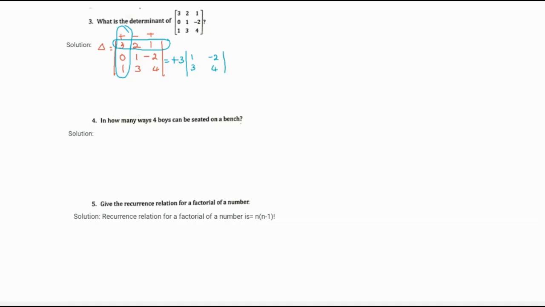Then we'll go for the second element of the first row, that will be minus 2. That row and that column you should neglect, it will be minus 2 into 0, minus 2, 1 and 4. Then you go for the third one, considering the third element of the first row. You'll be simplifying only first row elements for finding the determinant. So it is plus 1, it will be 0, 1 and 1 and 3.